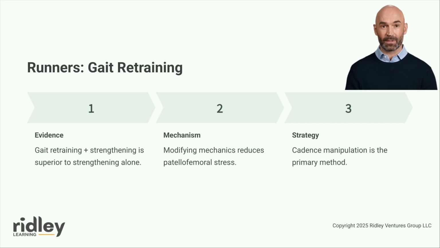The mechanistic basis for gait retraining effects relates to modification of patellofemoral joint loading during running. Increasing step rate, or cadence, by 5 to 10% reduces stride length and consequently decreases peak knee flexion angle at midstance. This kinematic change reduces the patellofemoral joint reaction force per step while also reducing loading rate. The cumulative effect across a running session is substantial reduction in patellofemoral stress exposure, potentially allowing symptomatic tissues to recover while maintaining running participation.